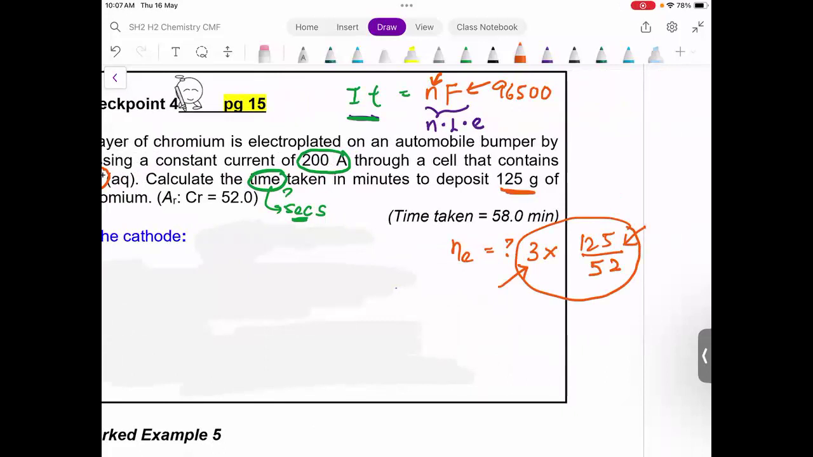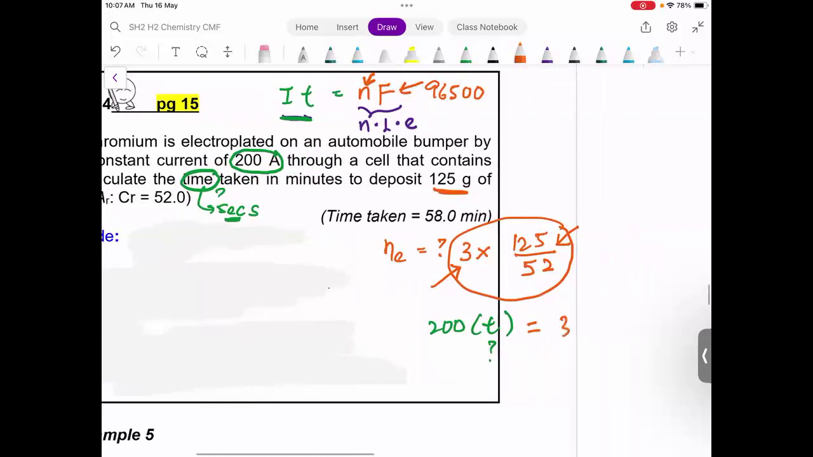Then I substitute into the expression Q = nF. My I is 200 ampere. Time is for me to calculate. Then it equals 3 times 125 divided by 52 multiplied by your Faraday's constant. Correct? Then are you able to calculate the time? When you convert to minutes, it should be 58 minutes.